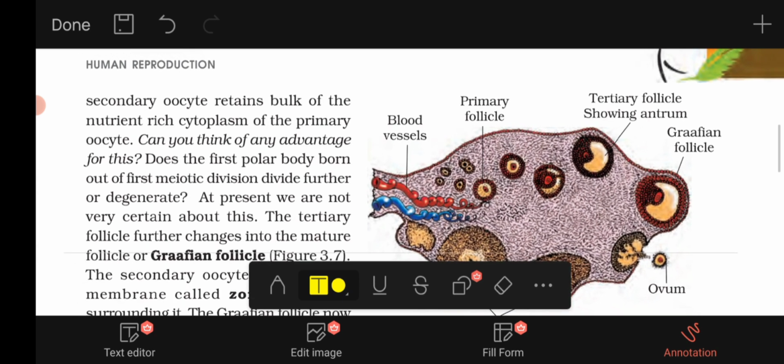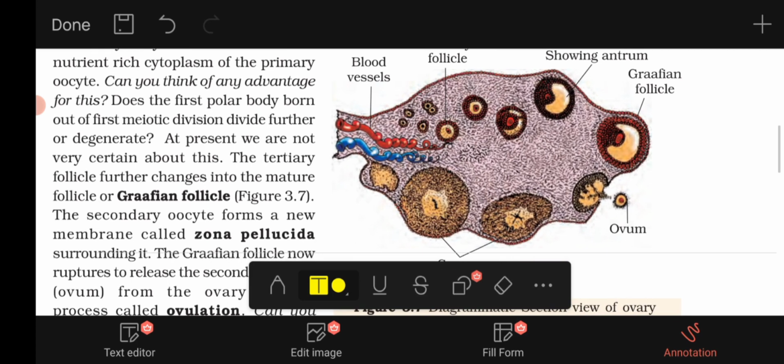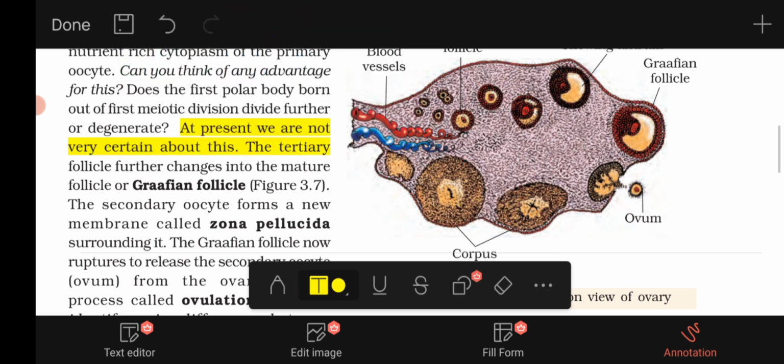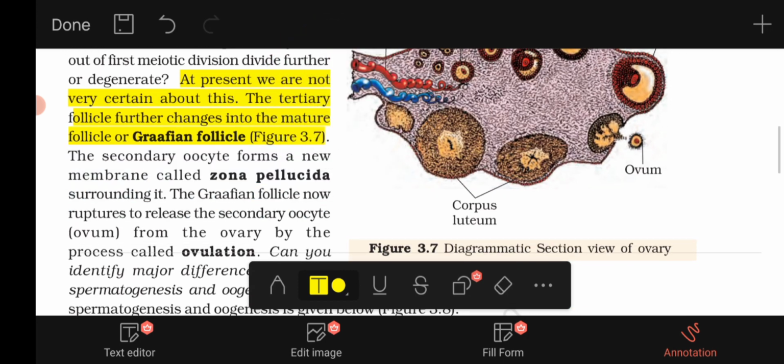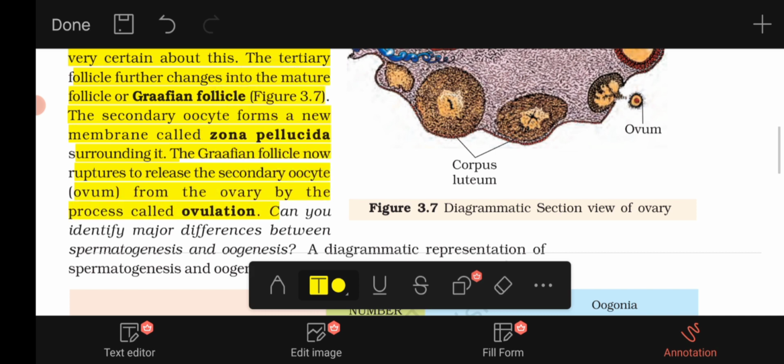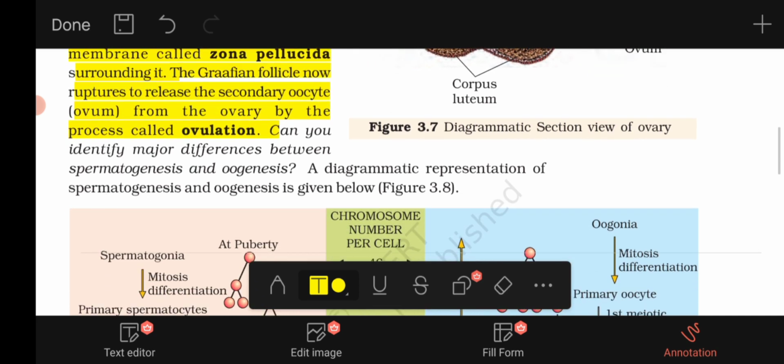The tertiary follicle further changes into a mature Graafian follicle. So the tertiary follicle, which has the fluid filled cavity called antrum and theca interna, theca externa, divides further and becomes the mature follicle, also called the Graafian follicle. Now the secondary oocyte within this Graafian follicle forms a new glycoprotein layer called the zona pellucida surrounding it. The Graafian follicle now ruptures and releases the secondary oocyte, also called the ovum, but this is not actually the ovum. It is a secondary oocyte, released from the ovary by a process known as ovulation.